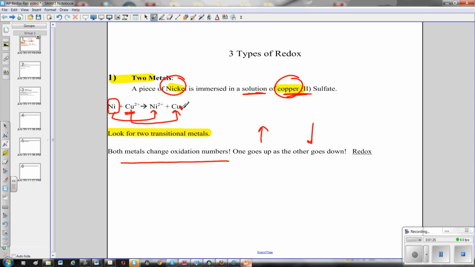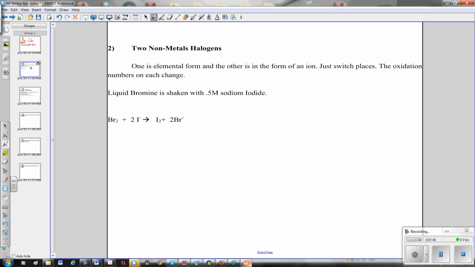One metal is going to be a solid, the other metal is going to be an ion, and what's going to happen is they're just going to switch charges. One goes up, the other one goes down. You have the oxidation part, you have the reduction part. Pretty easy, actually. Next type of reaction is two nonmetals.